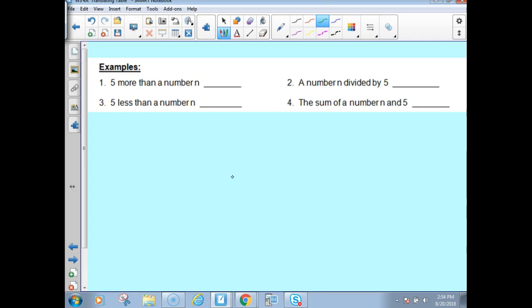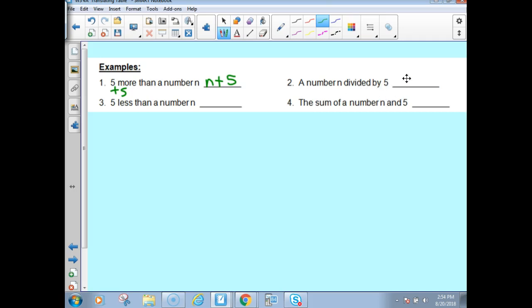So 5 more than a number n. I'm going to be technical about it. I am not going to write 5 plus n because it says 5 more, which means to add 5. And what are you adding 5 to? n. So the literal meaning of what this says is n plus 5. Now I wouldn't have marked it wrong if someone had 5 plus n because it's still accurate. It's subtraction that's really important.